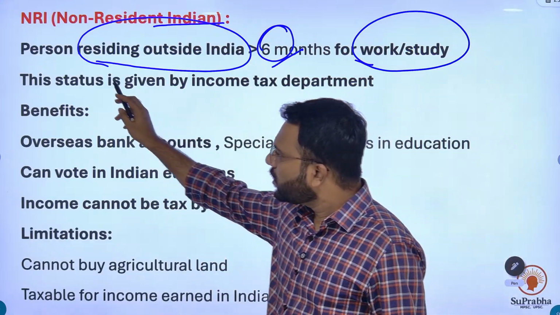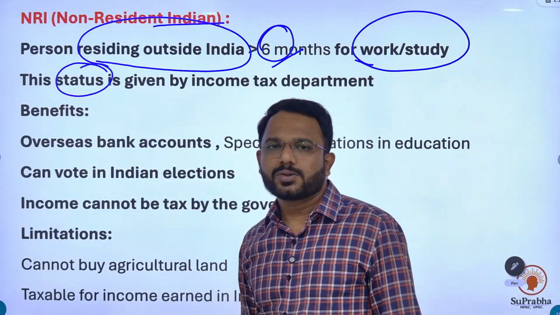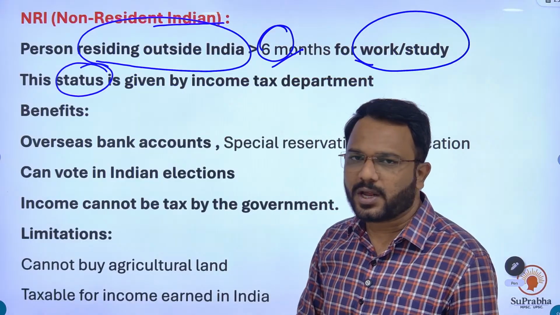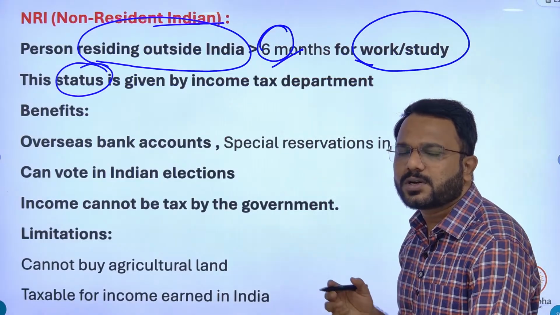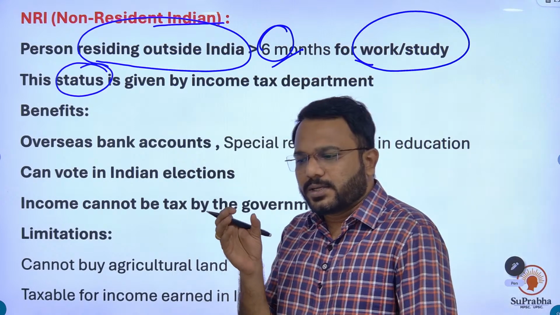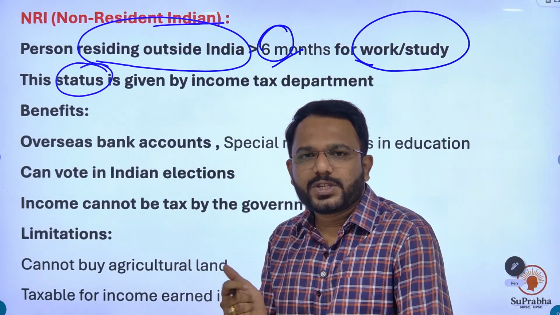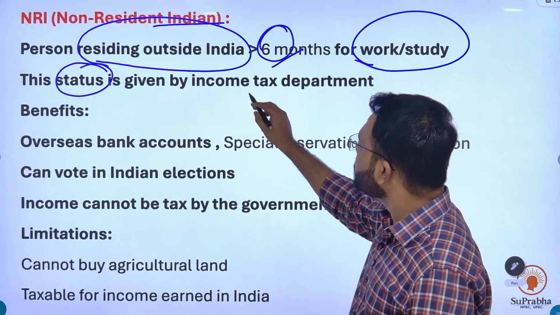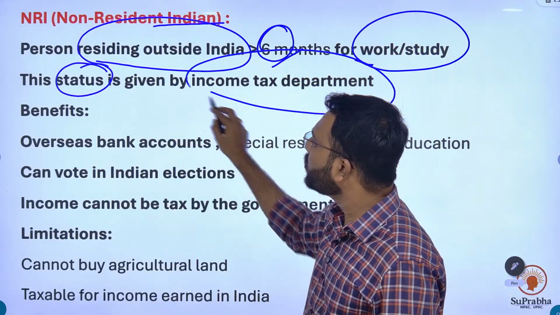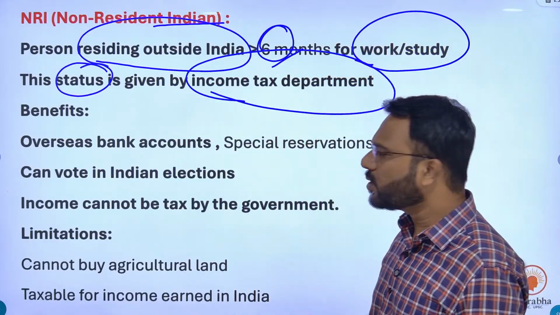So now comes the status. Who gives this status of NRI to an individual or a citizen of India? A status of NRI is granted by which authority? Okay, so the authority is the Income Tax Department of the Government of India. And what are the benefits?